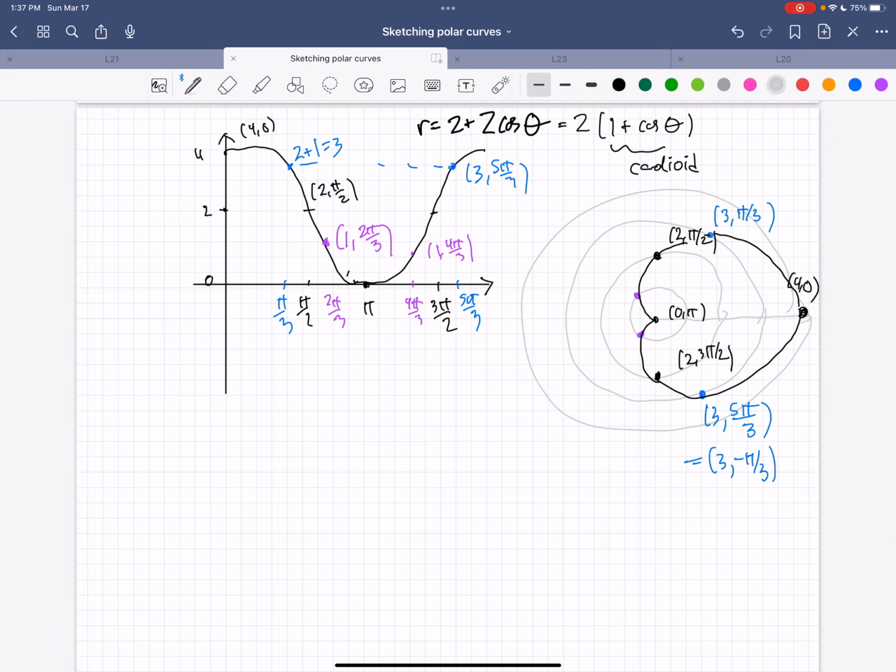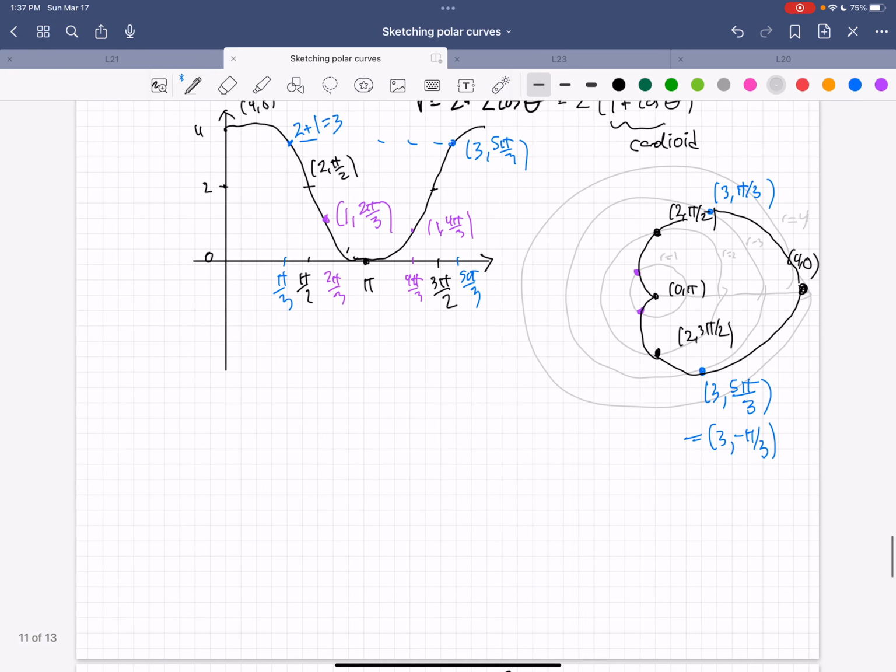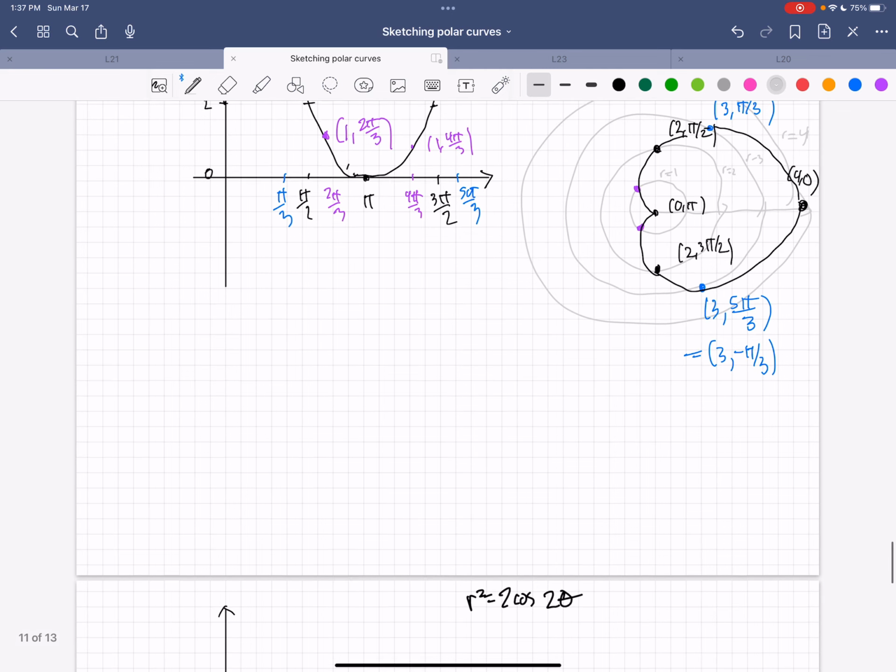Yeah, the new thing I'm doing today is adding these radius lines. I find them very helpful for sketching. If you prefer writing things as XY coordinates to sketch, that's also fine. But I really like this method.